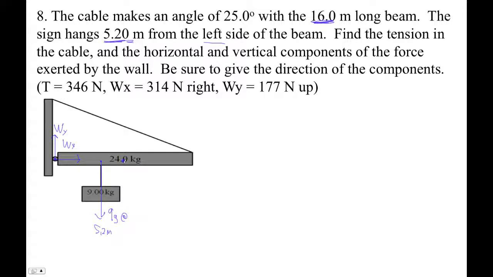So here is 24 times 9.8. So these g's, by the way, are 9.81 for all of these things, right? So 24 times 9.81, and if it's a uniform beam and it's 16 meters long, it's at 8 meters. It's halfway down the beam, so the beam's gravity, we say, acts right at the center.